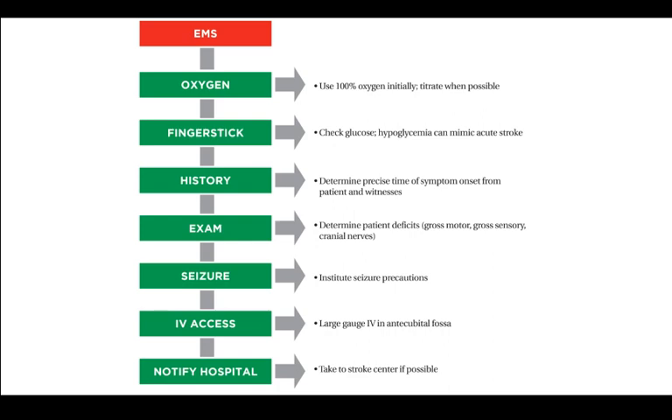So first, you want to activate the EMS. For oxygen, use 100% oxygen initially and titrate when possible. Finger stick, check glucose. Hypoglycemia can mimic acute stroke. You want to gain a medical history, determine precise time of symptom onset from patient and witnesses. Perform an exam, determine patient deficits, gross motor, gross sensory, and cranial nerves. Seizure, institute seizure precautions. Gain IV access with a large gauge IV in the antecubital fossa. And notify the hospital, so take to stroke center if possible.